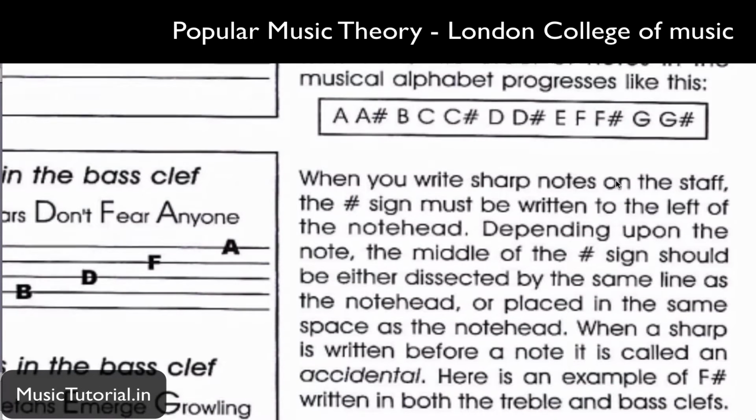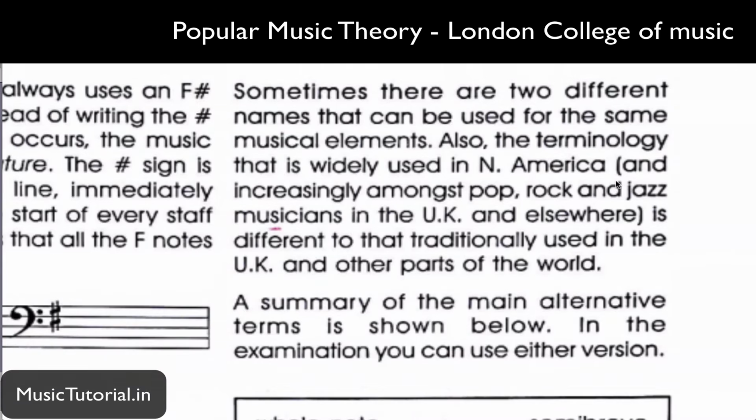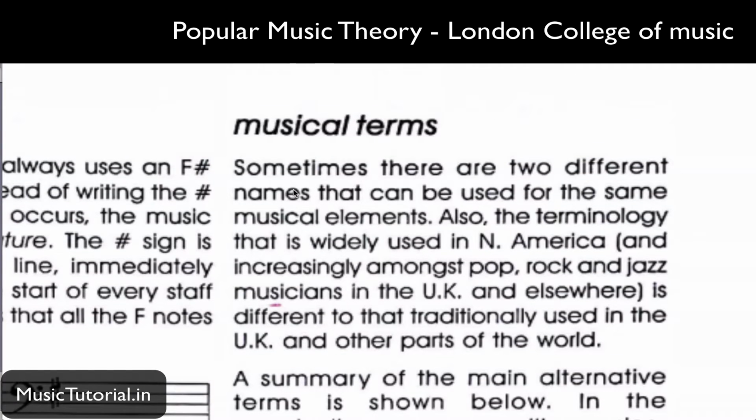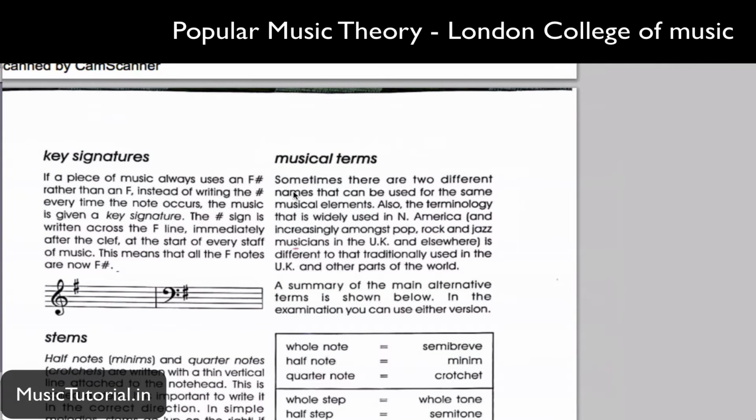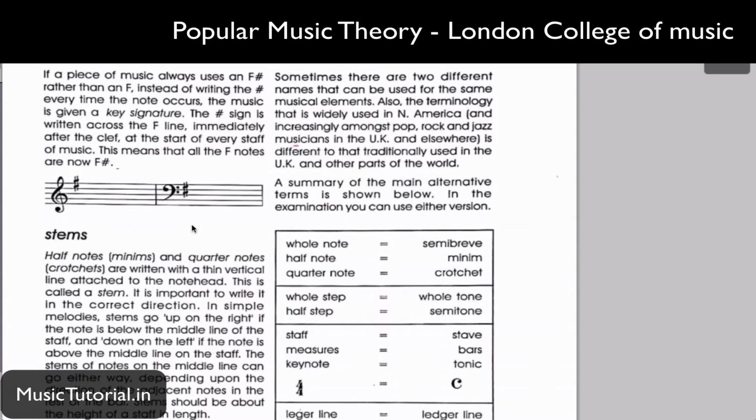The next thing we're going to learn is the key signature. If a piece of music always uses an F sharp note rather than an F note, instead of writing the sharp every time the note occurs, we use a sign. We use a sharp at the beginning of the piece just next to the treble clef or the bass clef.